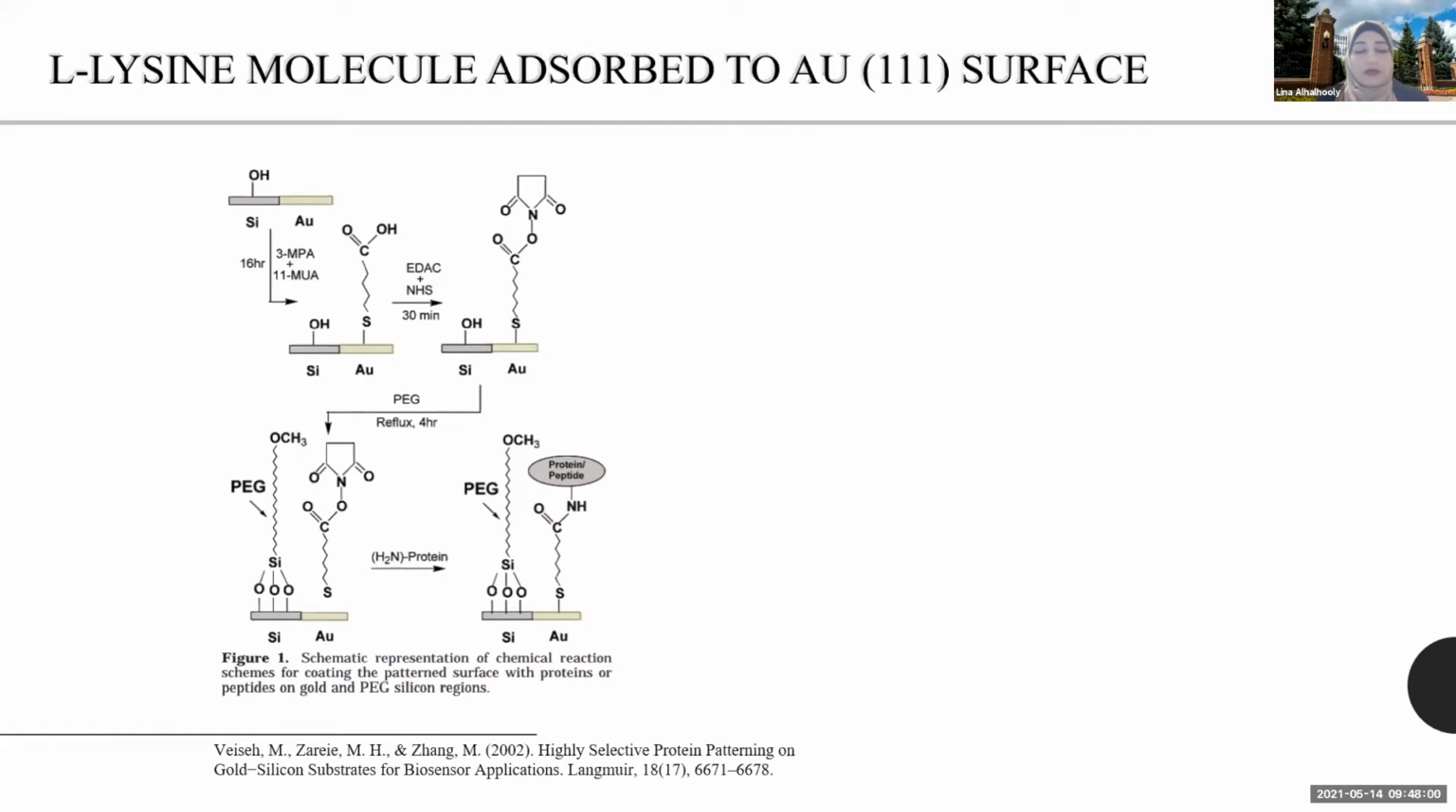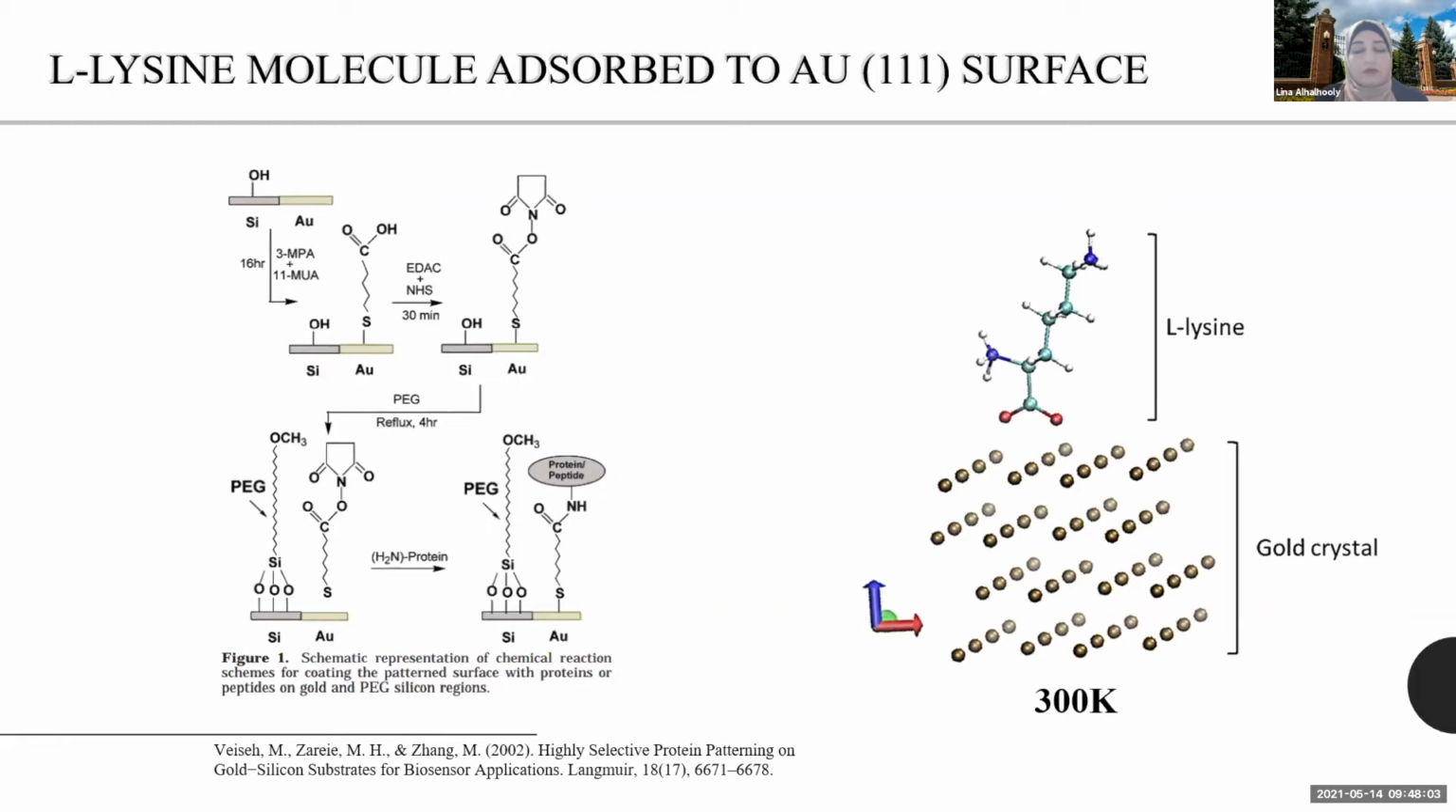Why did we choose L-lysine for our model? Because it has a carboxylate functional group, which we hypothesize increases the binding affinity of the biomolecules adsorbed to the substrates, and it also has two amino groups, which are considered the main components of peptides and proteins. So this is our model. As you can see here, it's composed of 4 layers of gold and just one molecule of L-lysine, which is positively charged on one of its amino groups and negatively charged on the carboxylate group.